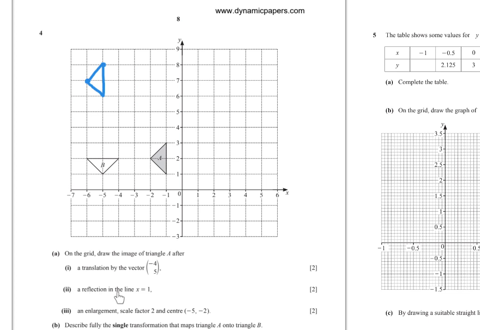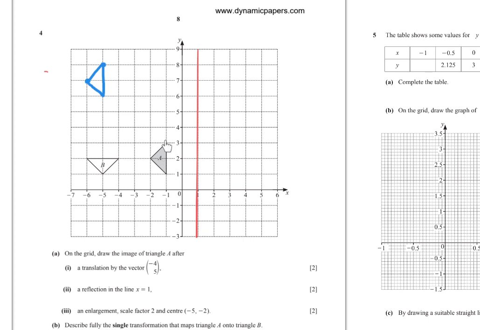Double I, a reflection in the line x equals 1. You have to draw the line x equals 1 first. This is the line x equals 1, a vertical line that intersects the x-axis at 1. So we need to find the image of this triangle by reflection in this line.